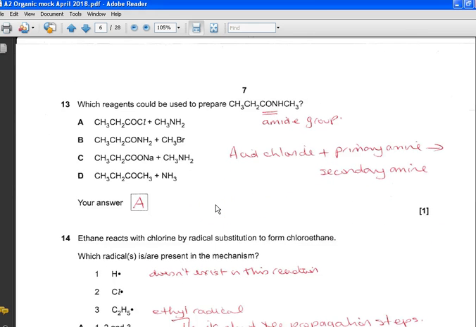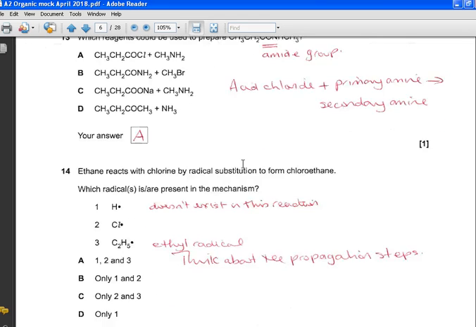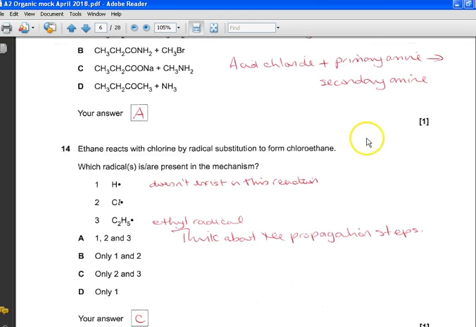Okay, we're looking to prepare an amide here. So you've got to look for the reagents that produce amides. An acid chloride plus a primary amine. It's a secondary amide, yeah. Sorry. Acid chloride plus a primary amine gives us a secondary amide. Okay. We've got rid of one of the hydrogens there.